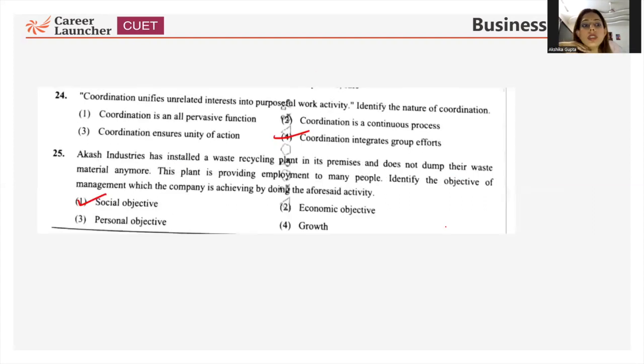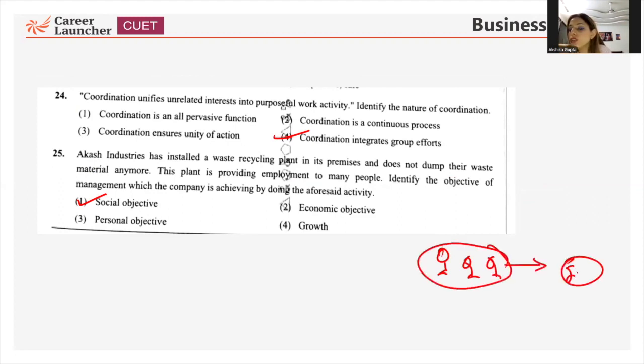Then coordination unifies unrelated interest into purposeful activities. Why? Because all the people who are working in the organization, it integrates their efforts and forms them as what? Forms them as their group efforts.